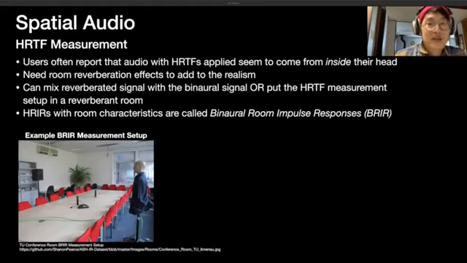So if you take a HRTF and apply it to an audio signal, it turns out that the resulting audio signal sort of sounds like it comes from inside your head. And it turns out that the reverberant properties of a room are actually quite important in externalizing the audio. One way to solve this is by moving the measurement setup inside an actual room. HRTFs that have room characteristics encoded in them are typically called binaural room impulse responses. And we see a measurement setup example right here.